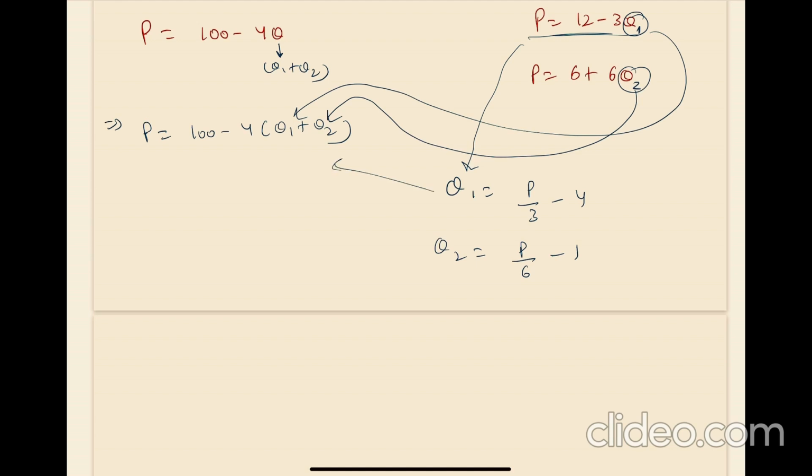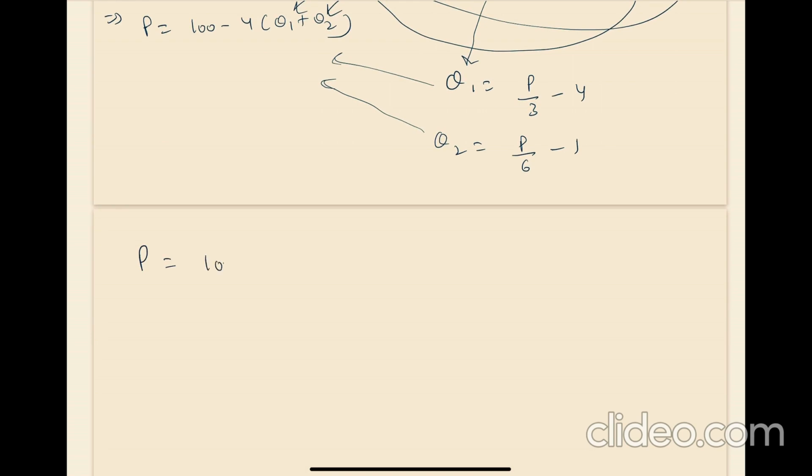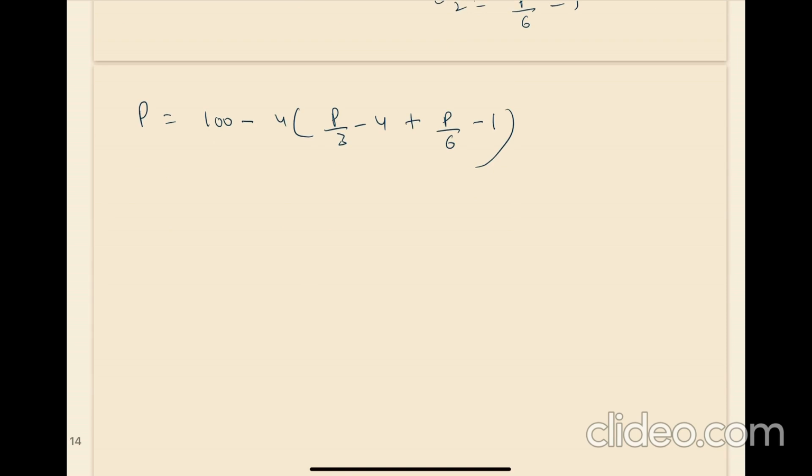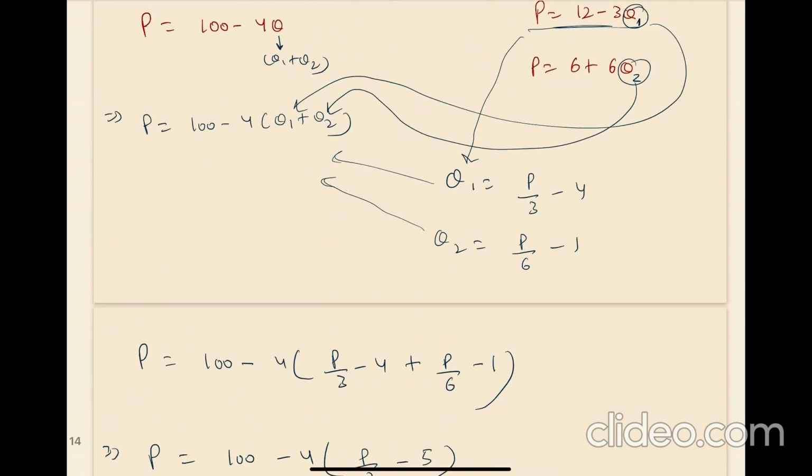Now substitute these Q1 and Q2 into this equation. So let us do that. So price would be equal to 100 minus 4 times Q1, which is P by 3 minus 4, plus Q2, which is P by 6 minus 1, right? So if we solve this further, so P is 100 minus 4. Now this would be P by 2 minus 5, right? So further, this would be 100 minus 2P plus 20, right? So this would be 3P equals to 120. So we'll get price as 40. Okay. So the price in the market comes out to be 40.